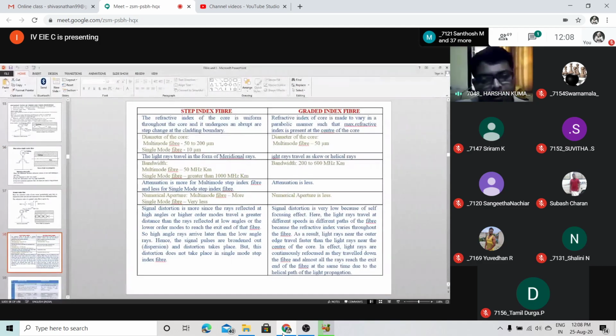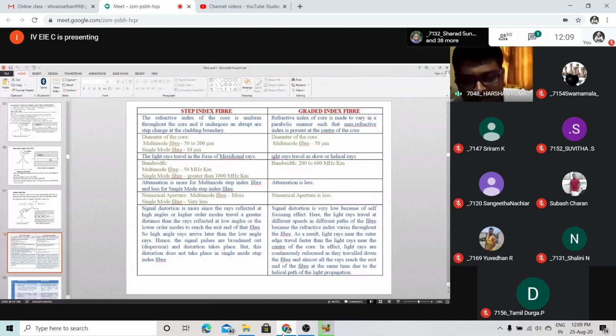So when we go for graded index fiber, it is going to change. Now the light rays are going to travel in a kind of skew or helical nature. Skew in the sense that it is not going to touch my center core axis. It is going to curl over the core's diameter. That is how it is going to travel. We call those rays skew or helical.